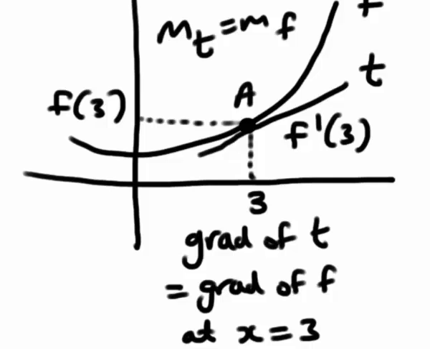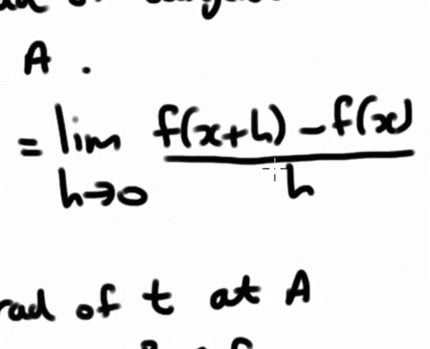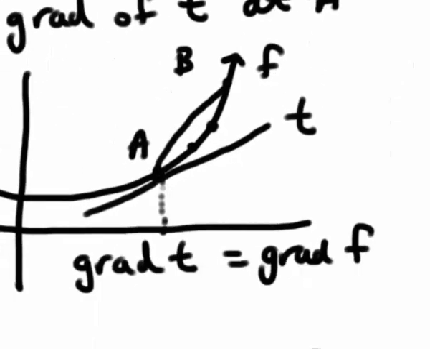So don't get too bogged down now with that formula. It's quite a complicated principle. The most important thing is to know that the limit as h goes to naught, this formula here, is the gradient of the curve and the gradient of the tangent at x equals a. So if we then look at an example, say for example I took a parabola here.